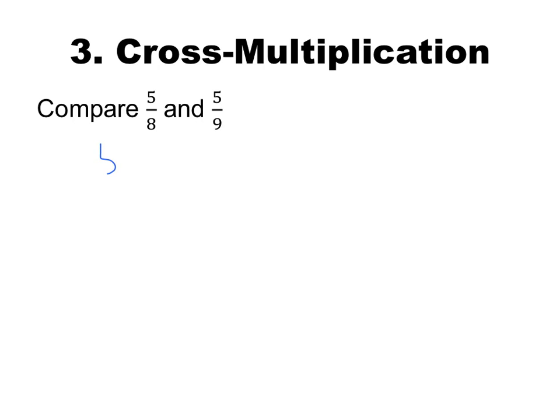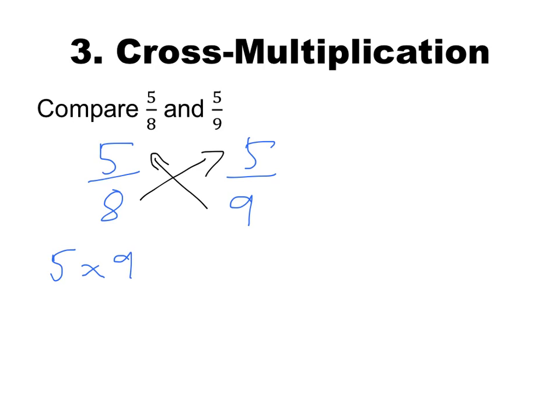And so we're going to start off with the fraction 5/8 and then 5/9. And so we're going to cross multiply. We can write it like this. And so on the left we're going to have 5 times 9, and on the right we're going to have 5 times 8. And now we do this arithmetic. 5 times 9 is 45. 5 times 8 is 40.